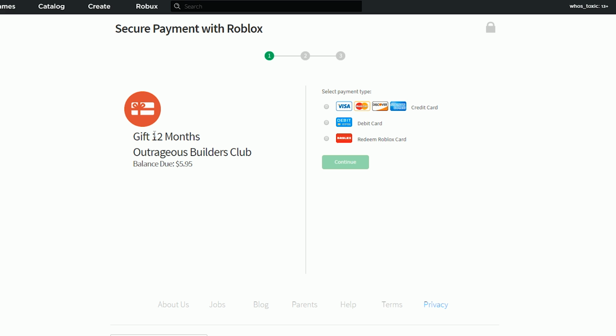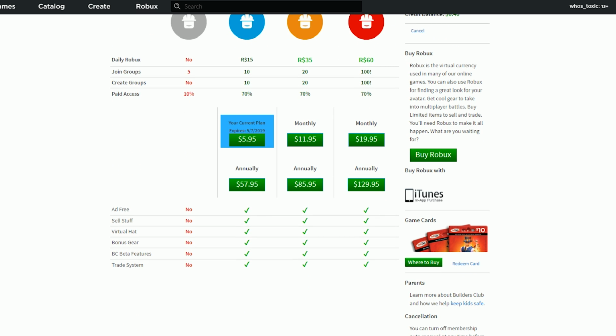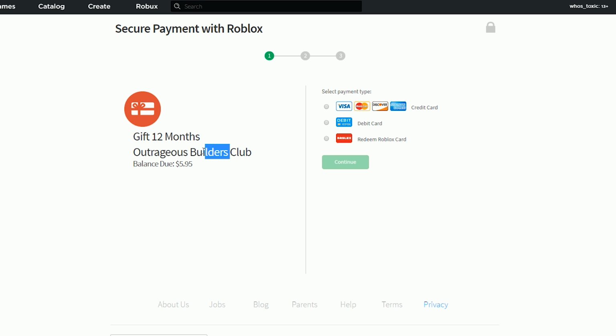Gifting 12 months of Outrageous Builders Club would obviously be a lot more than $5.95. If we were to actually buy Outrageous Builders Club for 12 months, you could see right here, it's actually $129 that you would be paying. So obviously, this is something that wasn't faked. It's actually something on Roblox. But the part about it being implemented soon, I'm not sure about that.